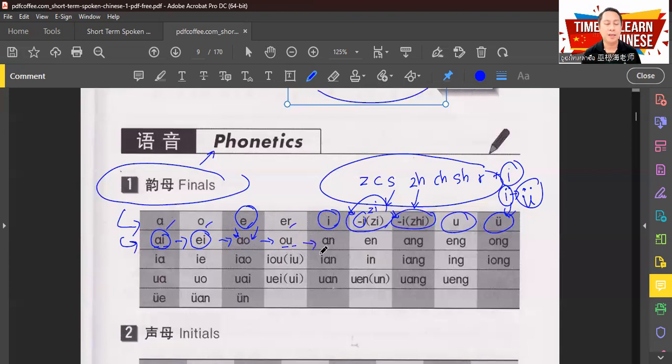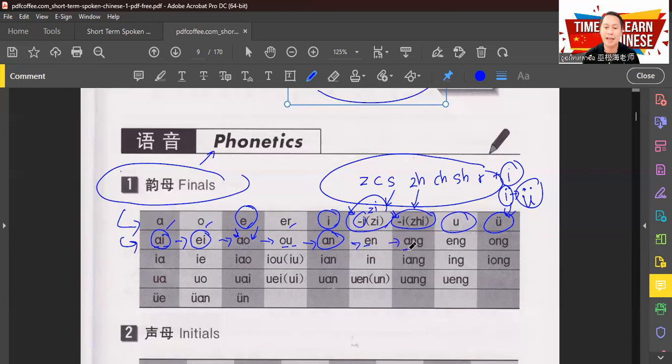Okay. Next one. AN is very easy. It's quite different from English. In English maybe we can say and, right? But in Chinese we have to separate your mouth, open your mouth. Next one, E and N. E is E, N is N. Okay, it's very easy, right?